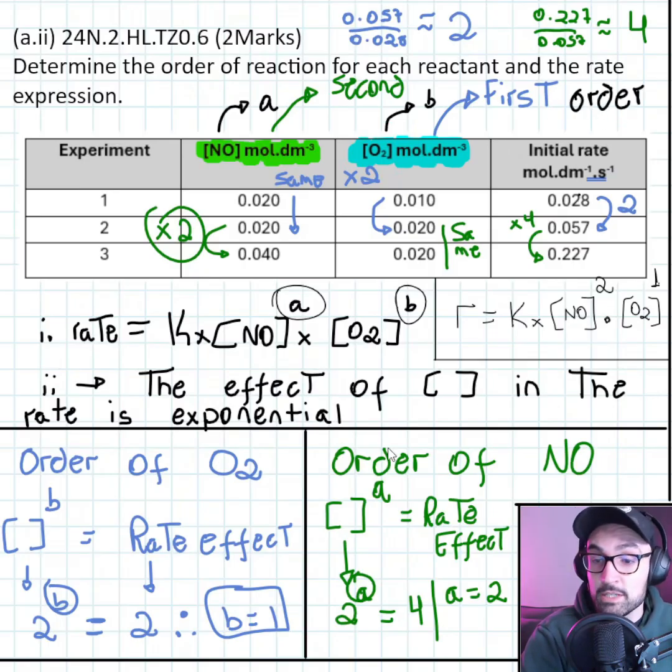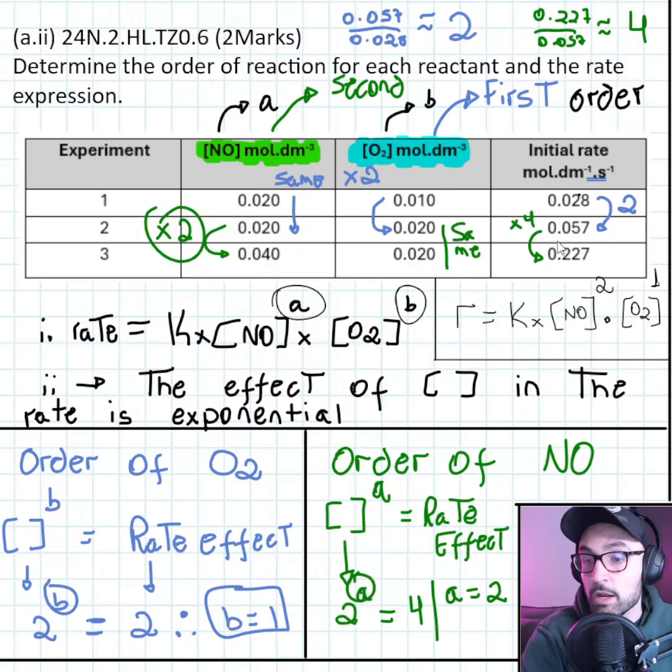Now we repeat the same steps to figure out the order of nitrogen monoxide. We need to find a set of experiments, they don't have to be in sequence to each other, in which the concentration of NO changes, but now the concentration of O2 has to stay the same. So look at the green parts. Between experiments 2 and 3, the concentration of nitrogen monoxide, or NO, went from 0.020 to 0.040. Therefore, the concentration of NO doubled. So we're going to put here that the concentration doubled to the power of the order.